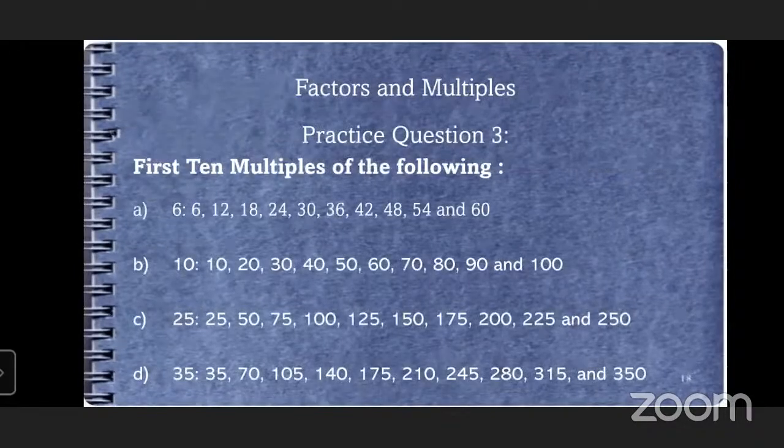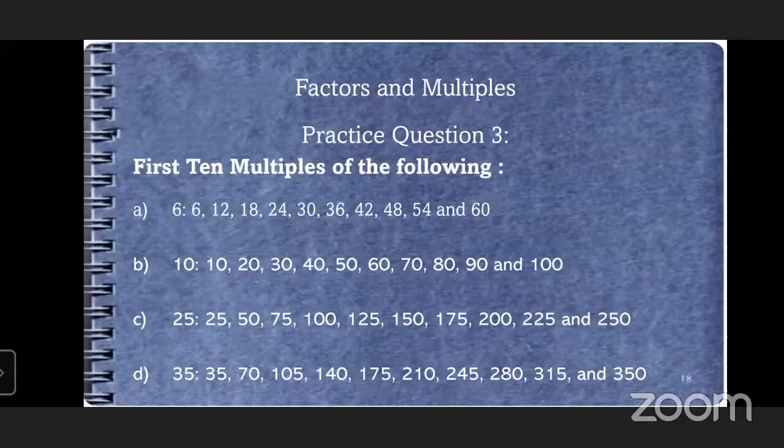Let's check. The table of 6. 6 ones are 6, 6 twos are 12. Now, these ones, twos are the counting numbers. Why do we use counting numbers? Because we have to clarify the exact set of numbers. So, first is 6, 12, 18, 24, 30, 36, 42, 48, 54 and 60.